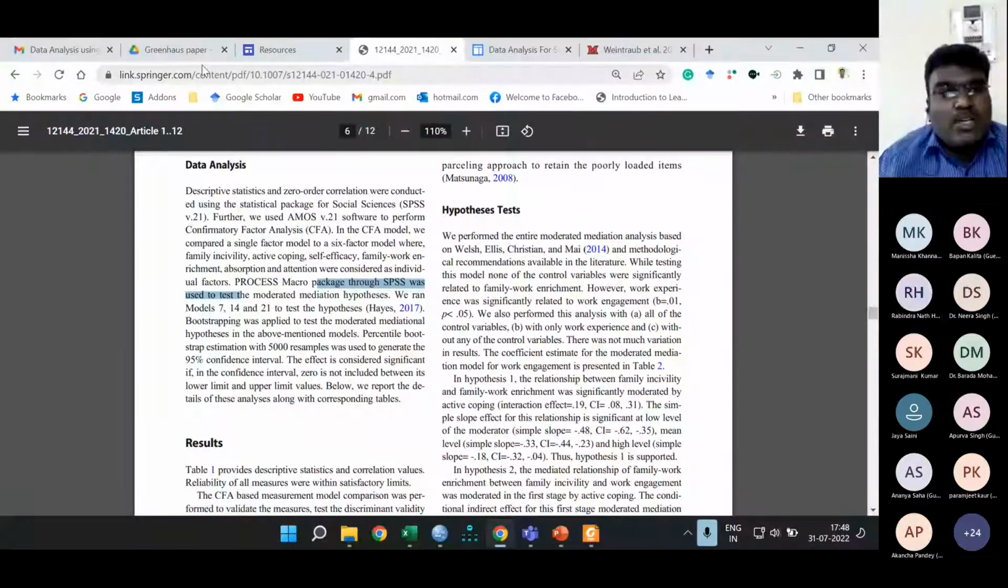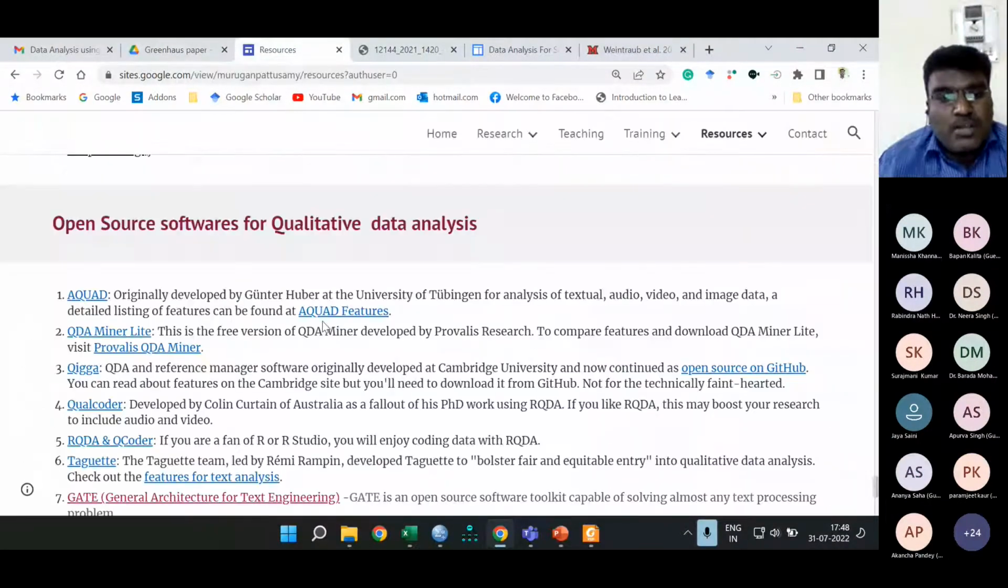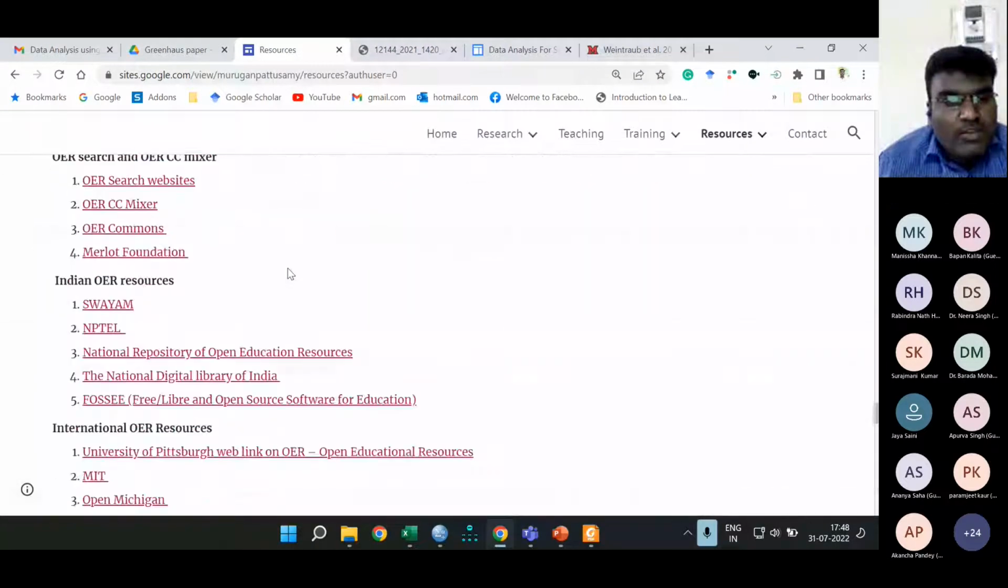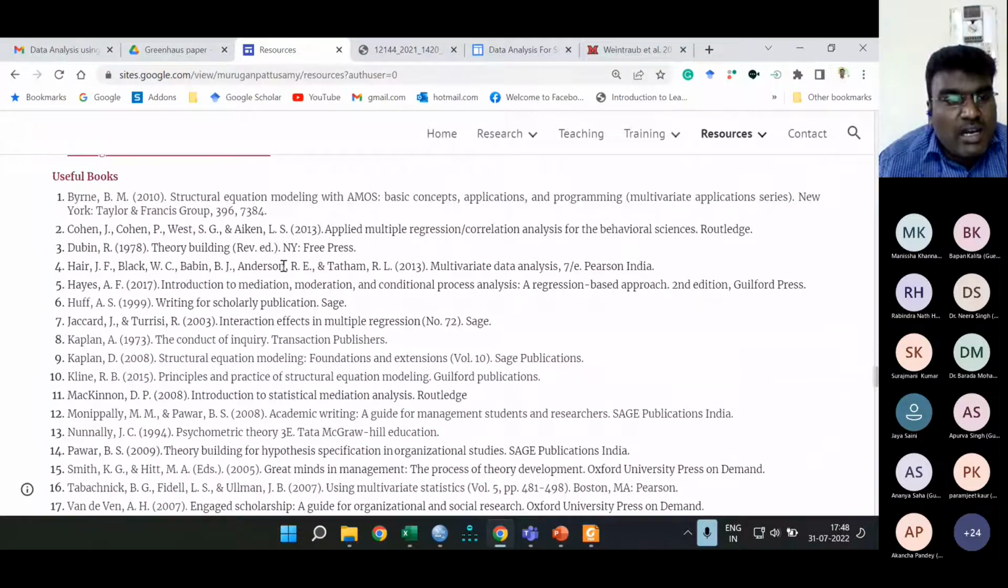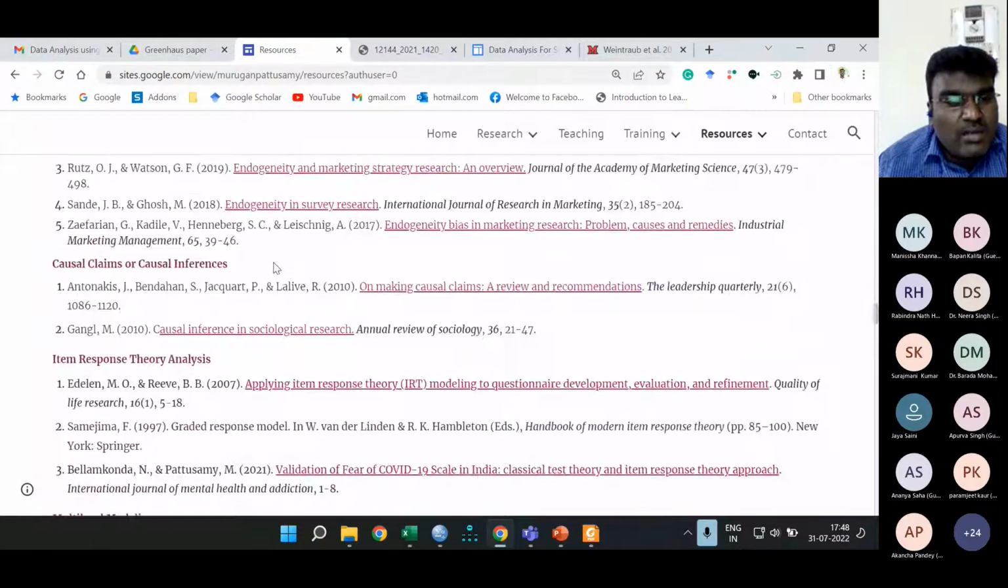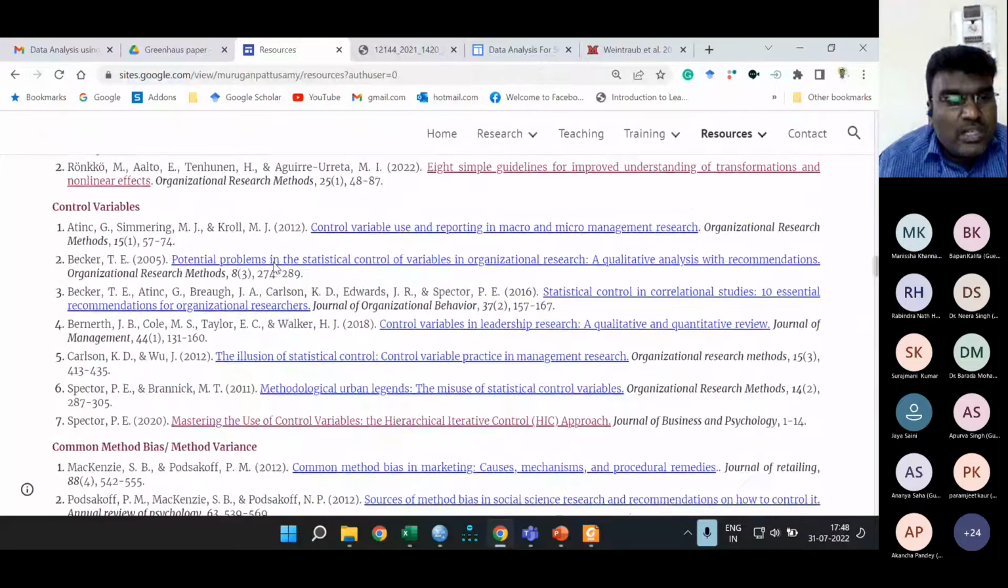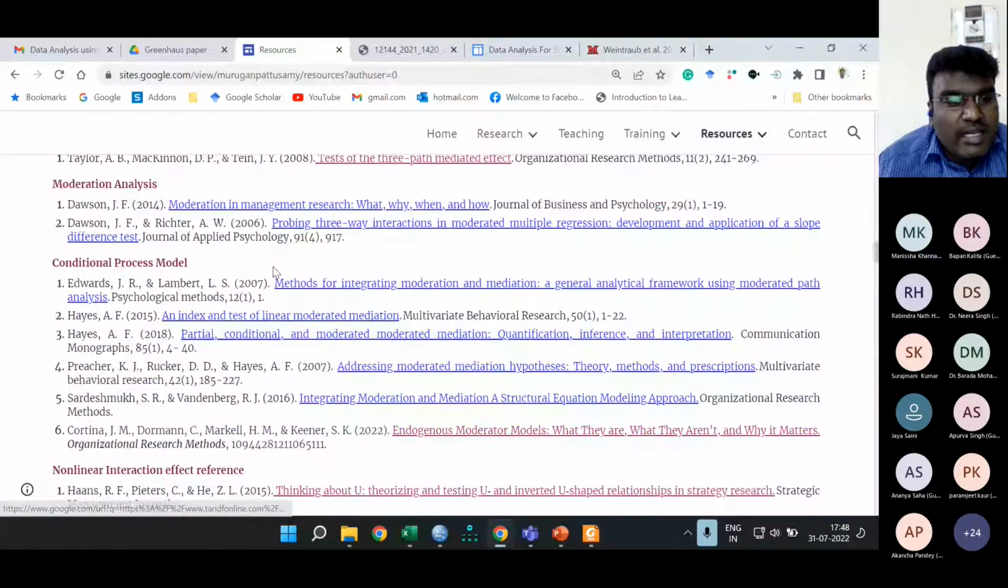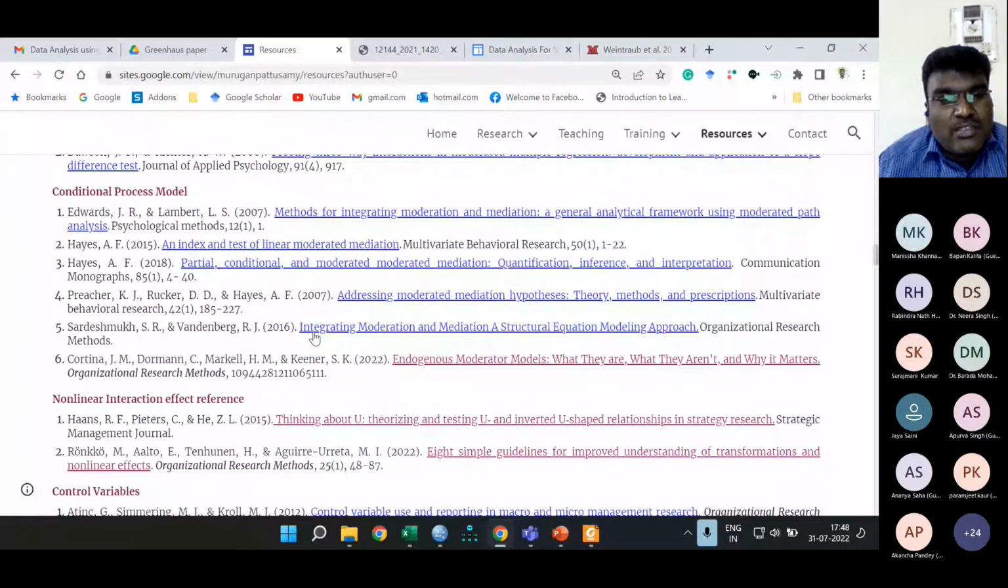But based on the literature, especially the recent literature recommendation, I'm not recommending that. One solid recommendation I can give you here is based on this particular paper. Let me show you that paper. If you go to the resources page, under the conditional process analysis, I kept one of the references, Sadesh Mukh Vanderberg 2016.